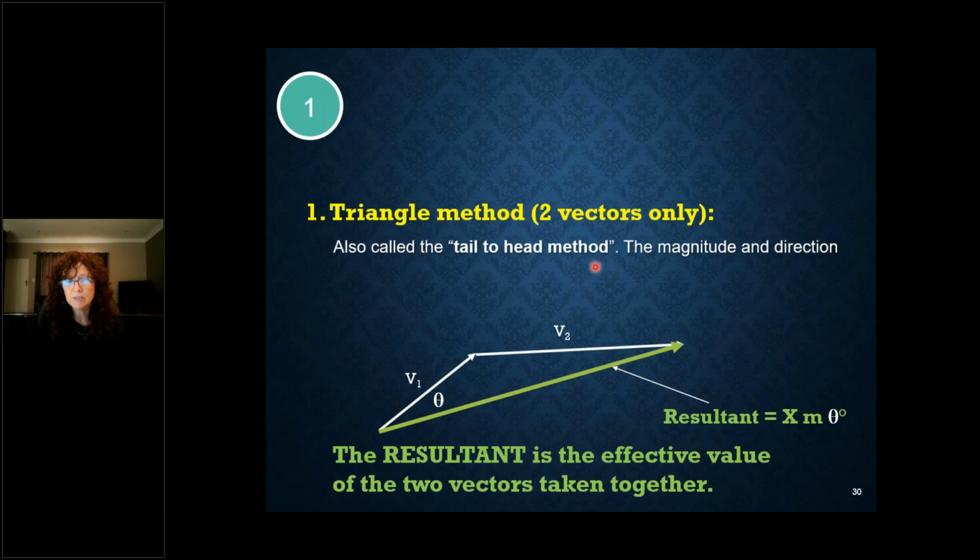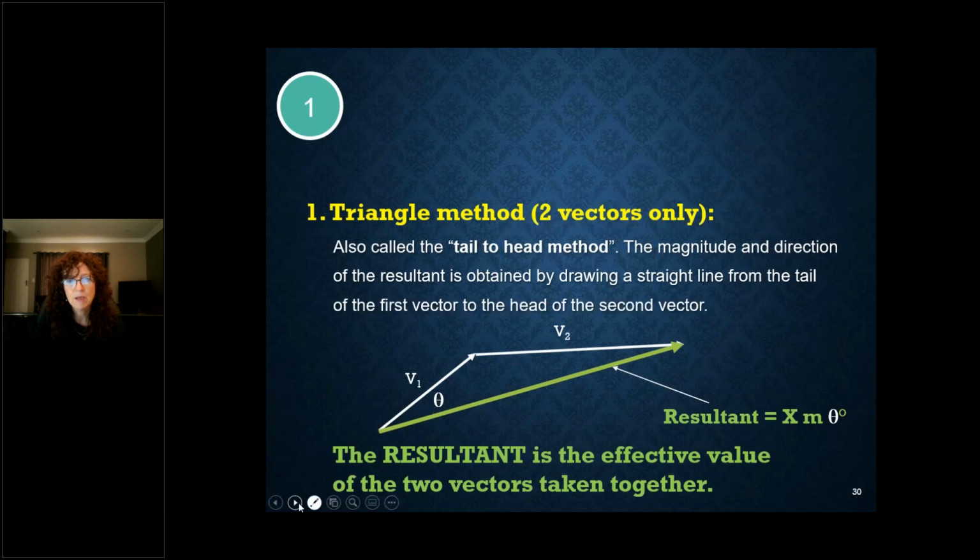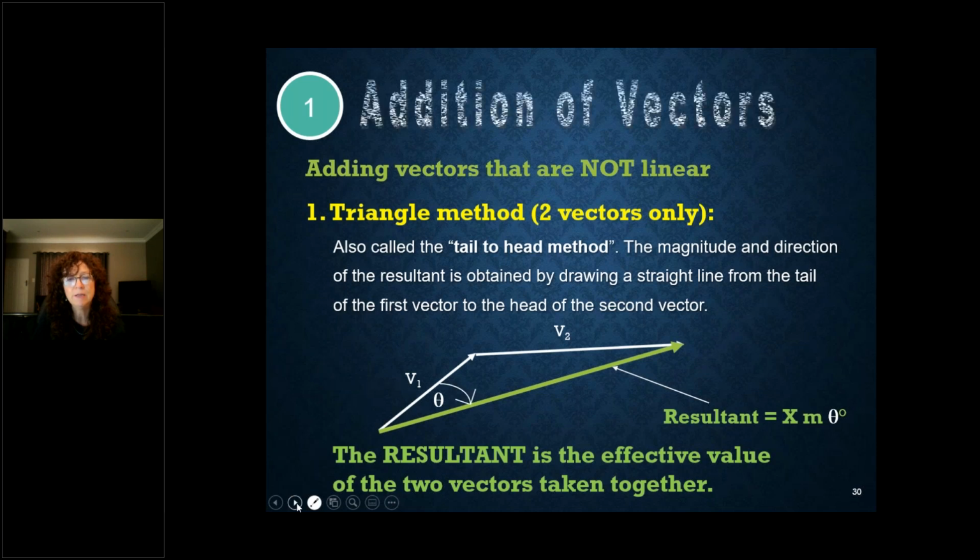Also called the tail to head method. The magnitude and direction of the resultant is obtained by drawing a straight line from the tail to the head. All right, so this is for vectors that are not linear.